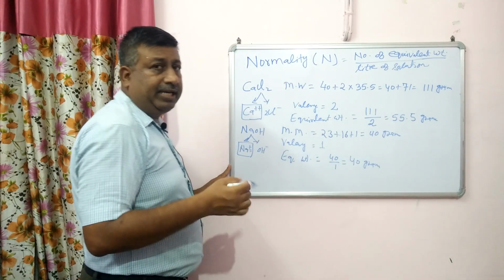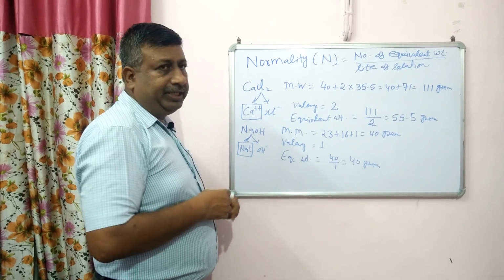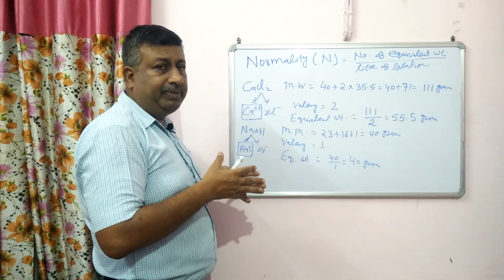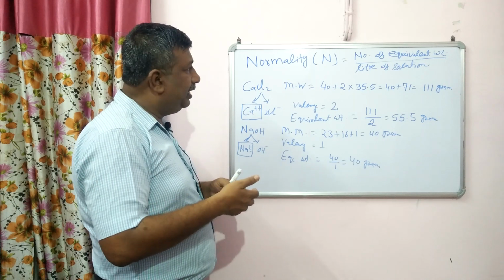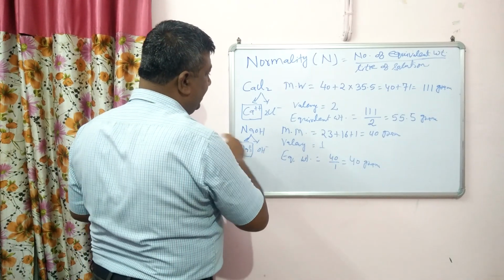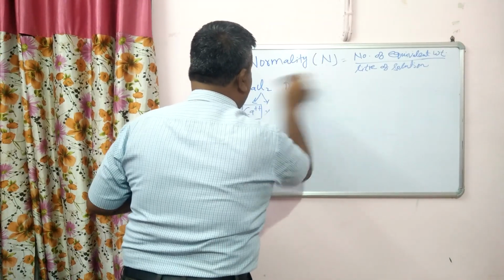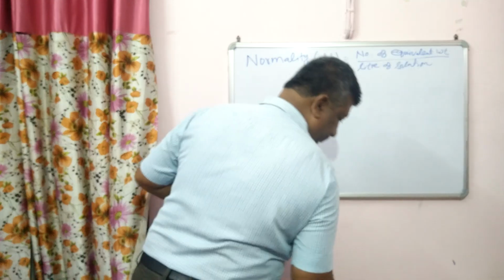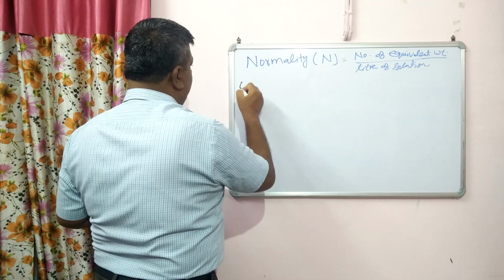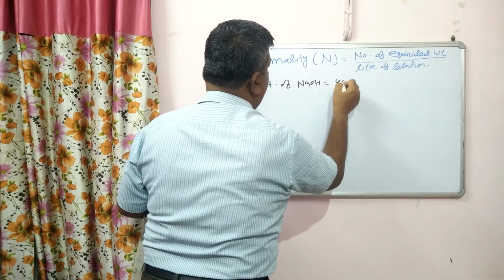So this is the way how we can calculate the equivalent weight, and this is an essential step for the calculation of normality. And normality says the number of equivalent weight in per liter solution. 1 liter solution में कितने equivalent weight dissolved हैं वो उसकी normality कहलाती है. For example, we take the example of NaOH. The equivalent weight of NaOH, as we have calculated, is 40 gram.